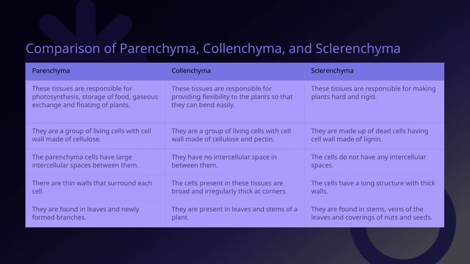Moving on to collenchyma, these tissues provide flexibility, allowing plants to bend without breaking. They are also made of living cells with cell walls that contain both cellulose and pectin, which contribute to their flexible nature.